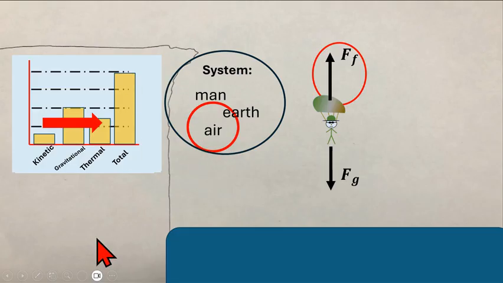All right, so that's three ways of looking at the exact same thing. And depending on which system you choose, you're either going to say that energy was transferred within the system, or you're going to say that work was done by an outside force. Either way, the total energy of the system and its surroundings put together will stay the same. The conservation of energy is still followed.